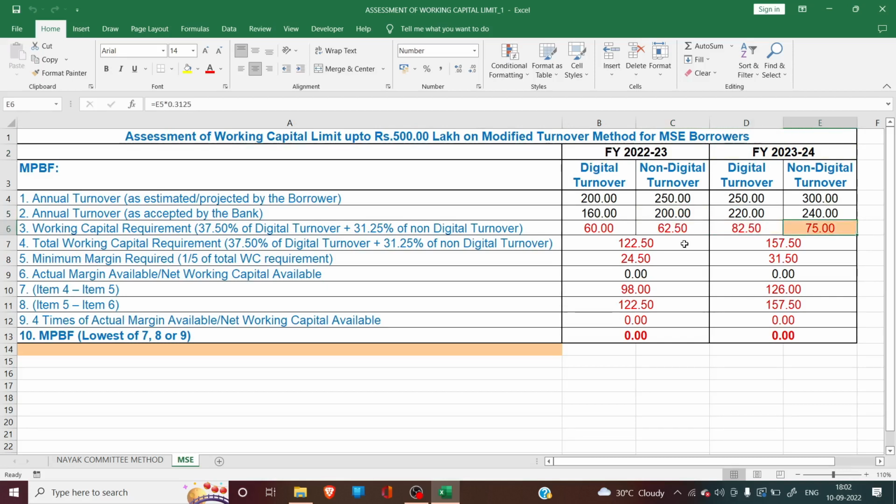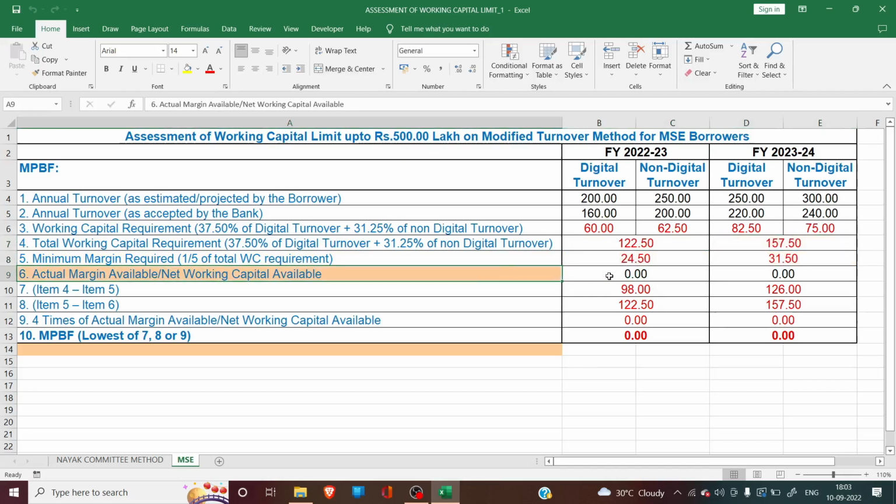Now, what about the total working capital requirement? That would be simply the total of these two requirements. So for financial year 22-23, it comes to 122.50 lakhs, and for financial year 23-24, it comes to 157.50 lakhs. The minimum margin required would be the same as we have seen in the Nayak committee method, that is, 1/5 of the total working capital requirement. Now 1/5 of 122.50 comes to 24.50, and here it comes to 31.50 lakhs.